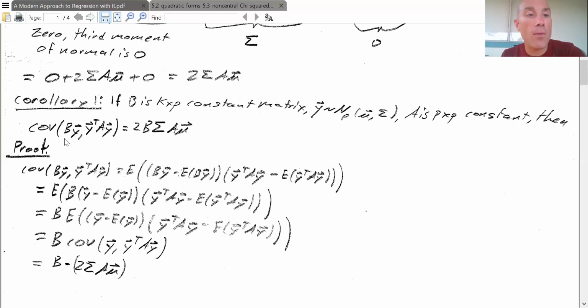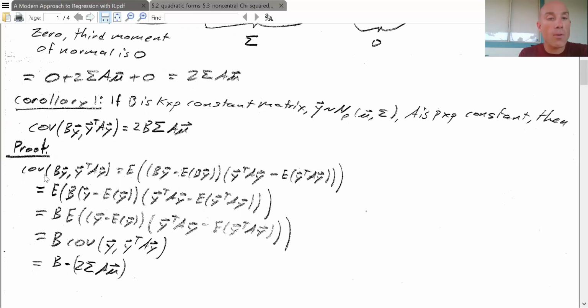Then the covariance of BY with the quadratic form of Y and A is going to be equal to 2B sigma A mu. So the difference here is that when I put a B in front of the first Y, I get a B in front of the covariance. Okay, well, how do we do this? Same thing we did before.